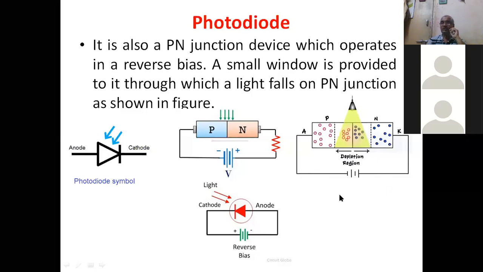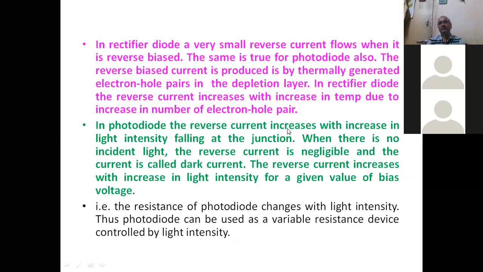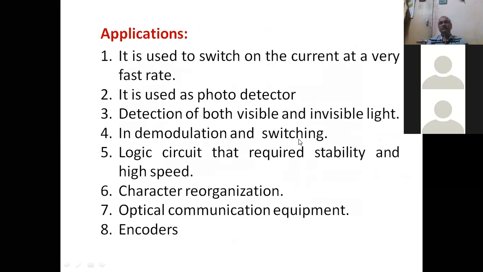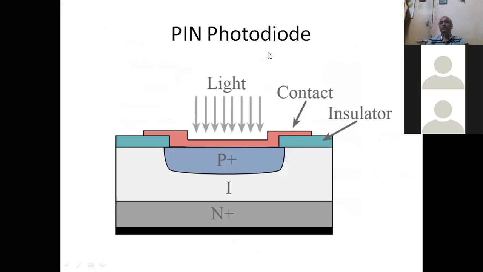Then this limitation is removed in the construction of this device. So this is your ordinary PN photodiode where there is no restriction on the width of the depletion region.